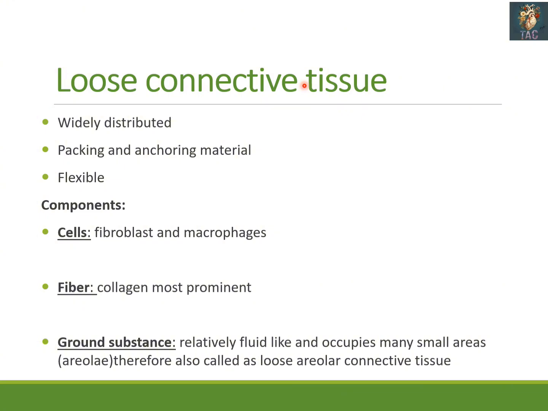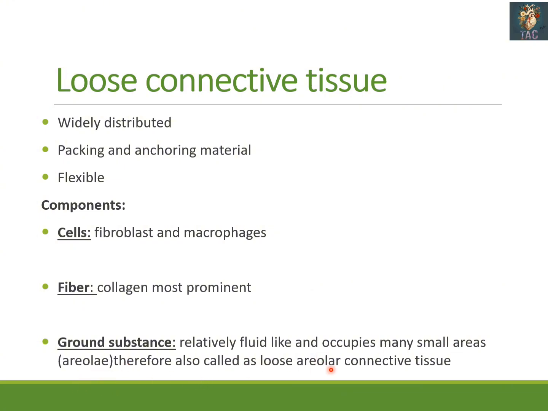Whenever you are looking at the loose connective tissue, you would find it under the epithelium or in the glandular structure, just around the glandular structure of the glands, the tubular structure of the gland. You can find the loose connective tissue. This loose connective tissue is composed of fibroblasts and macrophages, and the most prominent fibers are the collagen fibers. Also remember there are a large number of cells in loose connective tissue, and fibers are less as compared to dense. The ground substance is relatively fluid-like and occupies many small areas called areolae.